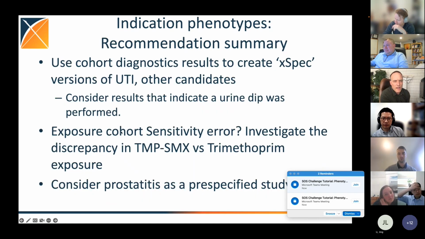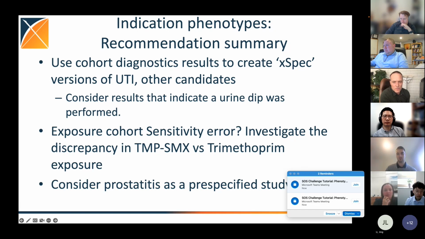So then a quick summary, I would suggest that with the indication phenotypes we could consider using cohort diagnostics results to create an adjunct for urinalysis that might allow us to create a more specific cohort that allows us to characterize it otherwise with Phevaluator, and provide some ground truth within cohort diagnostics as to what a UTI might look like otherwise in the data. That there might be an exposure sensitivity error with the discrepancy that we saw in TMP-SMX versus trimethoprim exposure, and that we consider prostatitis as a pre-specified subgroup.